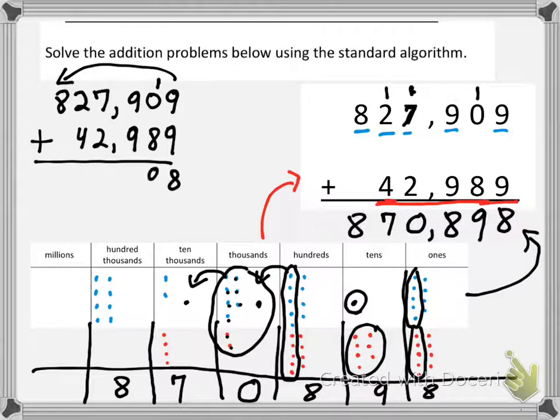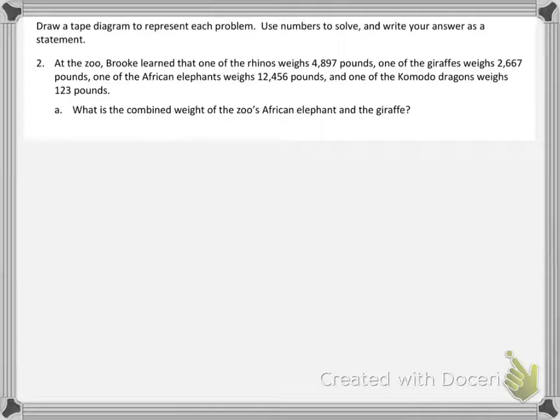1 plus 8 is 9. No regrouping now into the hundreds. 9 plus 9 is 18. We need to regroup. Bring over your 1 to the thousands. 1 plus 7 is 8. Plus 2 is 10. Need to bring over our 1 into the 10,000s. 2 plus 4 is 6. Plus 1 is 7. And 8 plus 0 is 8. 870,898.